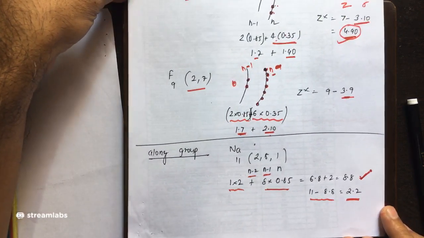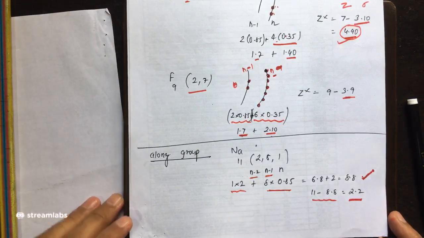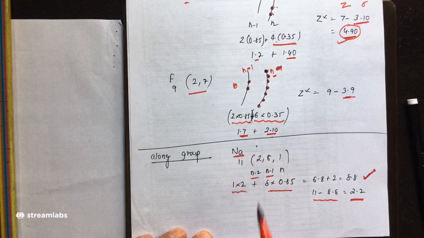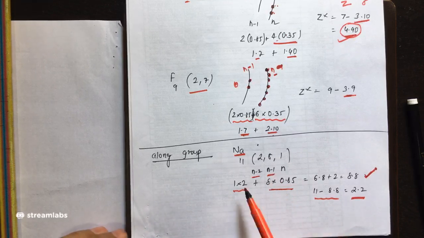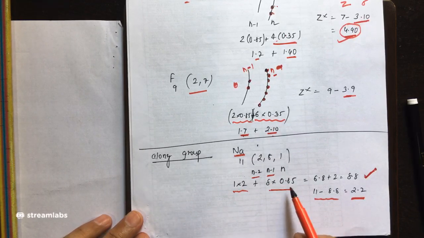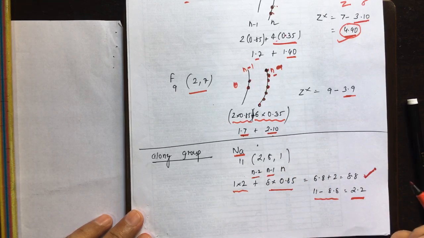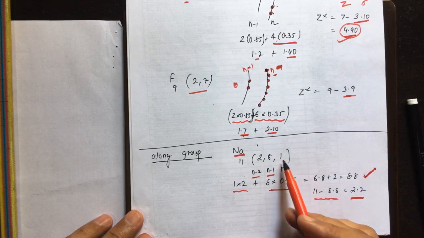Along the group, I'm just talking about how the variation is in the group. Sodium, 11, 2, 8, 1. Outermost shell is n, then n minus 1, n minus 2. This is the one electron which is getting repelled. There is a difference between getting repelled and doing the repulsion. This is the electron which is getting repelled. Nobody is there to repel the electron.